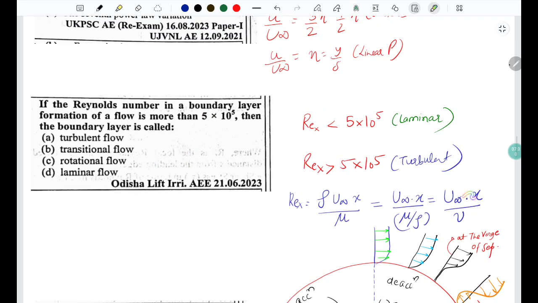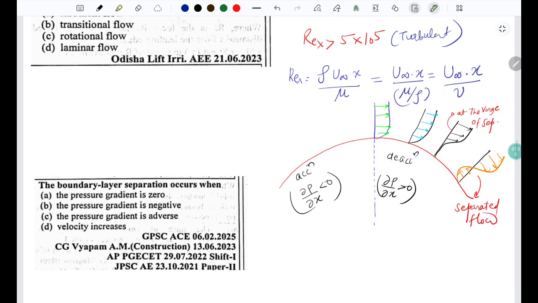Often Reynolds number is also written in this form: velocity times x by nu, where nu is the kinematic viscosity. Then let's see the next question. It says the boundary layer separation occurs when the pressure gradient is 0, no. When the pressure gradient is negative, no. When the velocity increases, no. The correct answer is when the pressure gradient is adverse or positive.